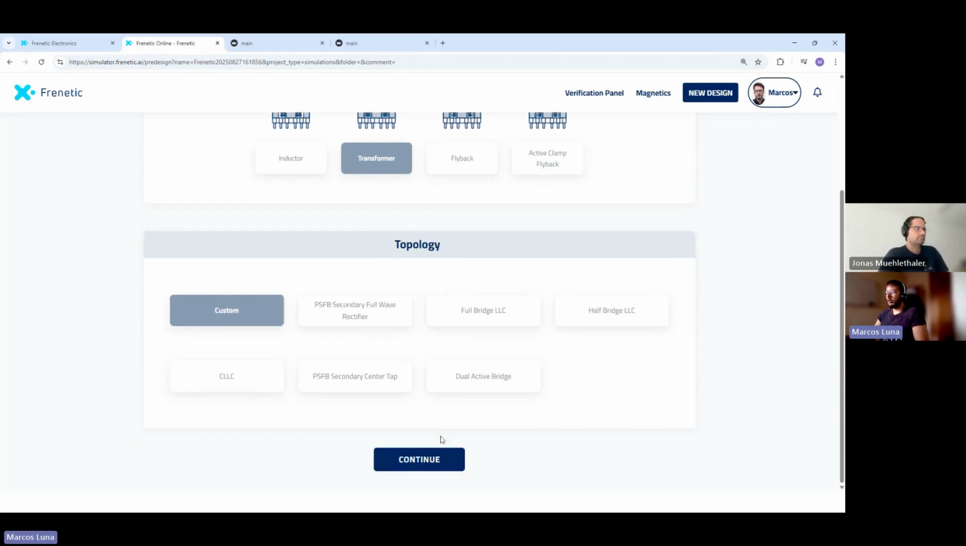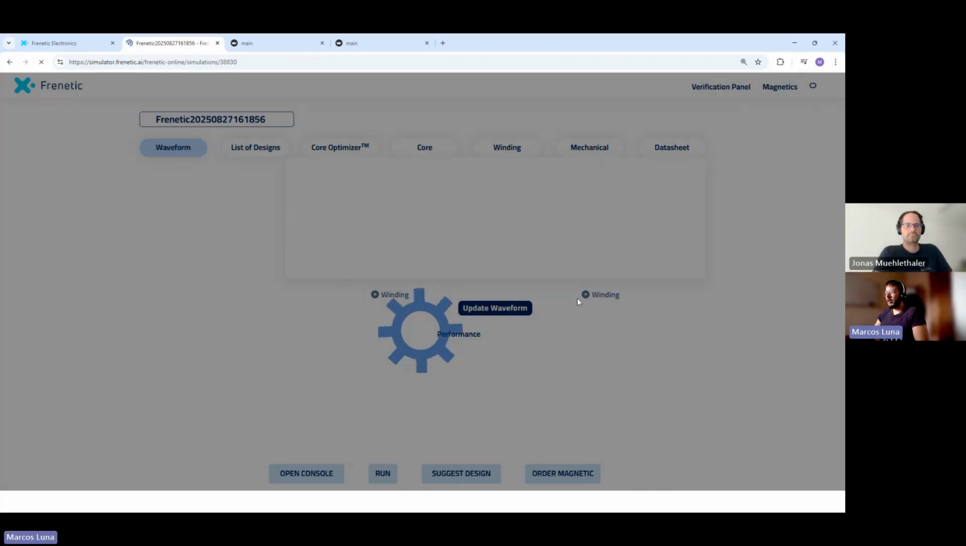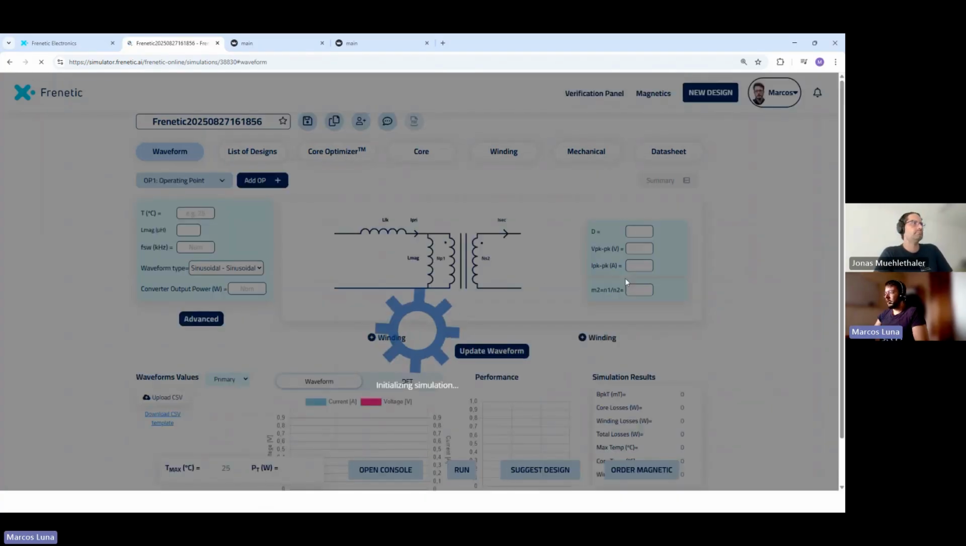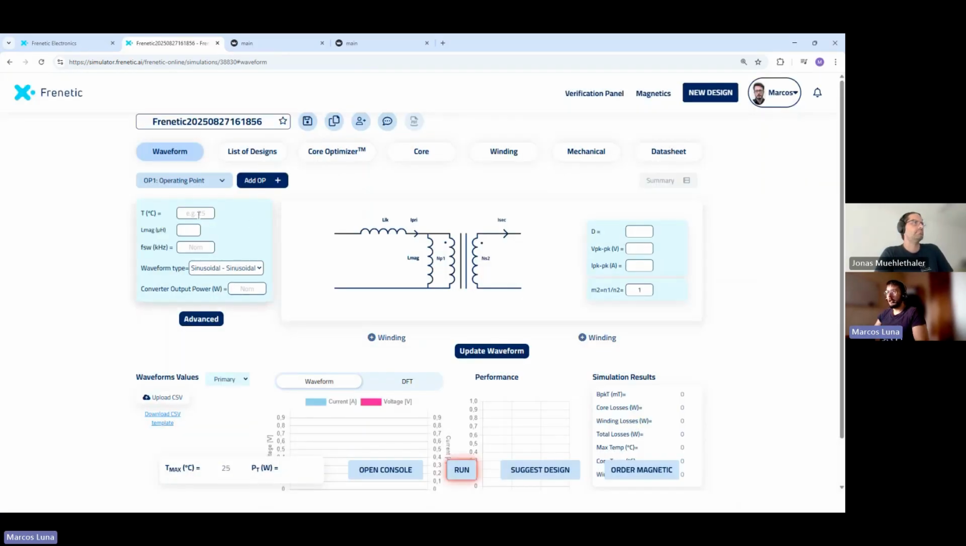And if you use the custom option, then here, well, specifying the turn ratio 1, and here you can fill the input specs. The tool is intended to be used with an ambient temperature of 60 degrees. For the magnetizing inductance, it doesn't matter. You can put any value that doesn't affect the waveforms.